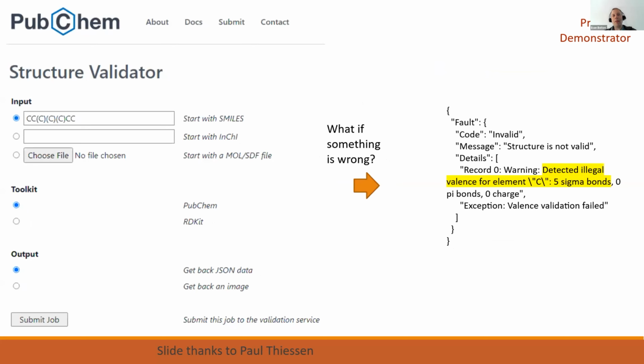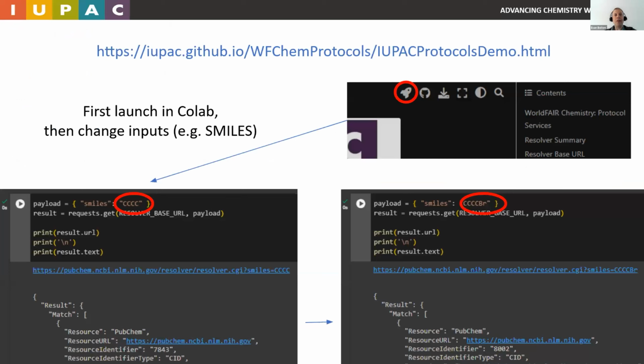But what happens if you have something which is wrong? You have 5 bonds to carbon. You can say, no, this structure is invalid. This is not something I can use. You can provide this all back from a machine perspective. There's also a demonstration that you can launch within Colab. You can play with this to the extent that works best for you with different formats and different flavors. And you can, in theory, work with other resources that also support the same services.